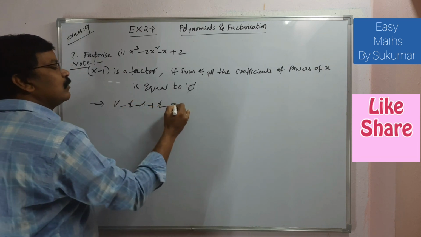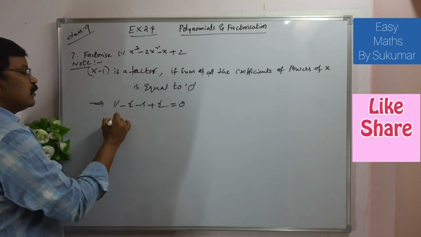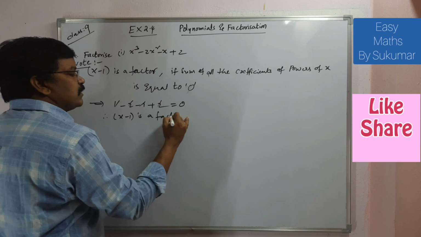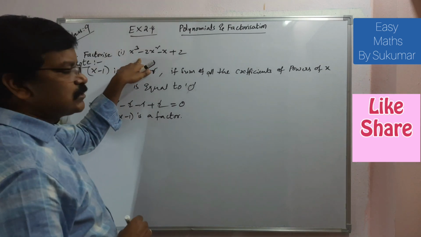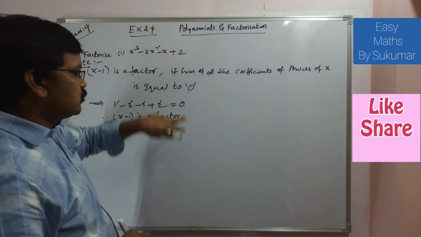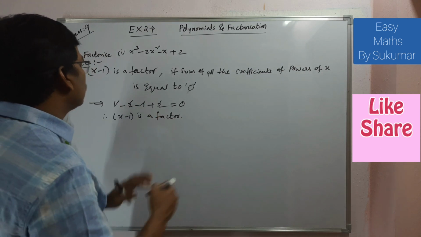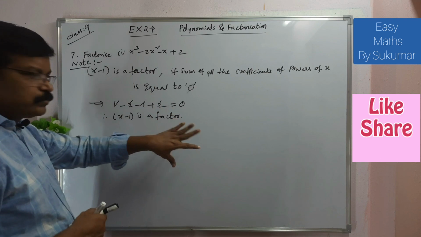So all terms cancel: minus 1 plus 1, minus 2 plus 2. Therefore, what is the factor here? X minus 1 is a factor. Okay. So if you substitute x is equal to 1 in the given polynomial also, we will get 0, the remainder 0. Therefore, we come to the conclusion that x minus 1 is a factor. I hope you understand this.